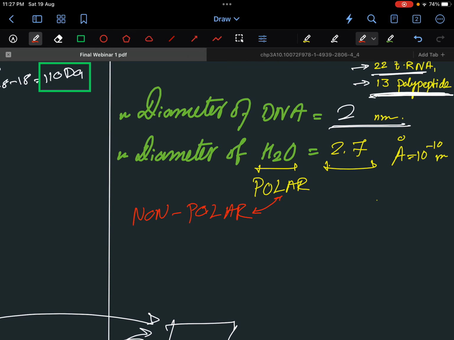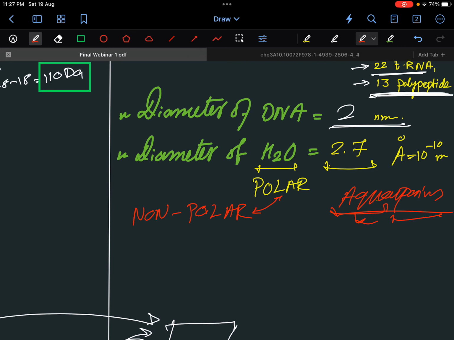We all know that there are ion channels, or there are aquaporins, right? There are aquaporins. Aqua means water, and porins means channel, so these are water channels. This is how water passes through the membrane.